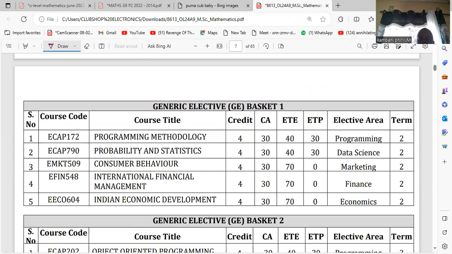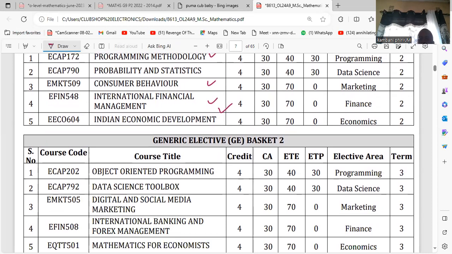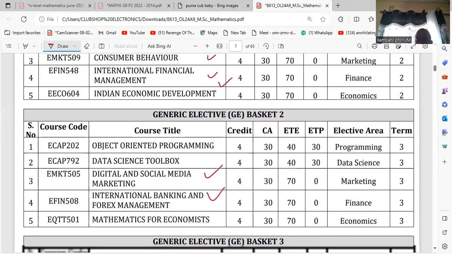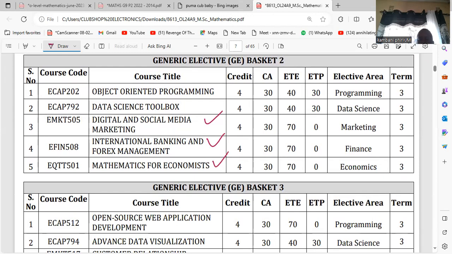Okay. Now, if you want to talk about the generic elective basket 1, these are the ones that are there: programming methodology, probability and statistics, consumer behavior, international financial management, the Indian economic development, all these. Then, in basket 2, object-oriented programming, you can choose. Data science, you can choose. Digital and social media marketing, you can choose. Then, international banking and forex management, you can choose. Then, mathematics for economics, right?